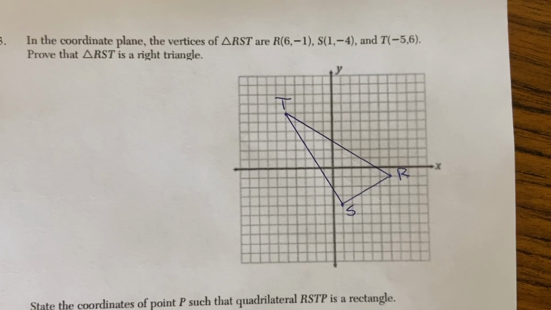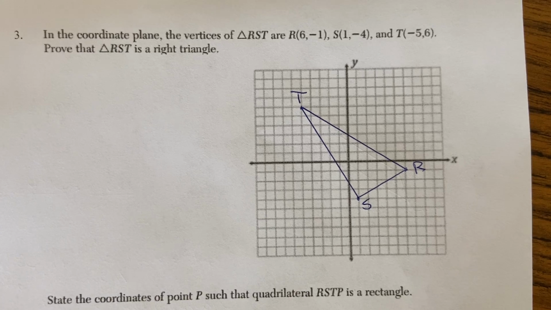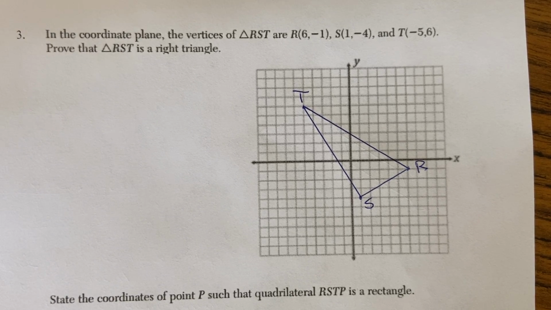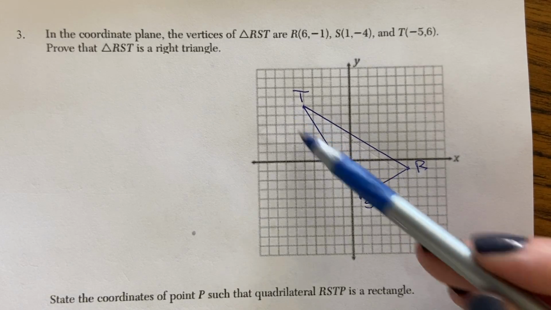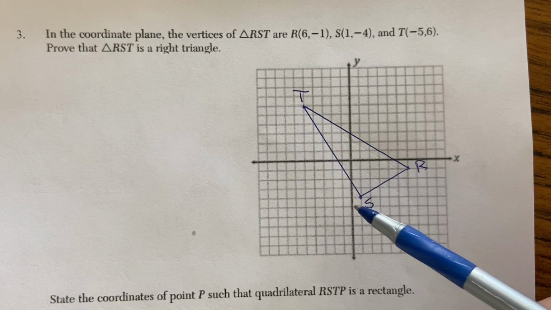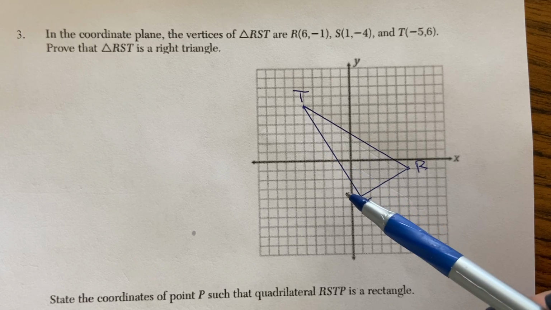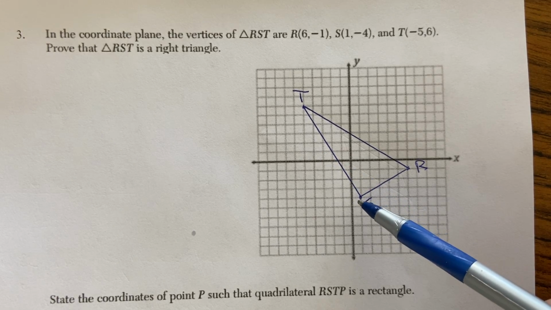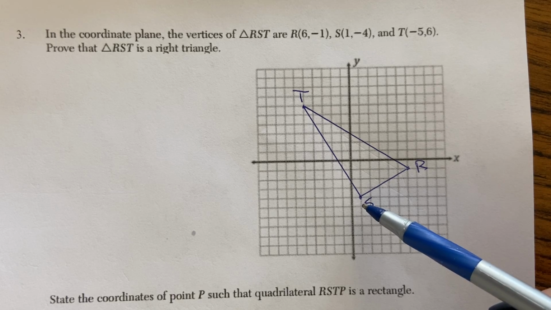So for number 3, it says, in the coordinate plane, the vertices of triangle RST are R, S, and T. Cool, I graphed it already. Prove that it is a right triangle. So again, usually when they ask you to prove it, you could find all 3 slopes if you want, but using common sense when you actually look at it, all you have to do is find the negative reciprocal slopes at one of the vertices, like where they would intersect for the lines, and then that would tell you you have a right angle.